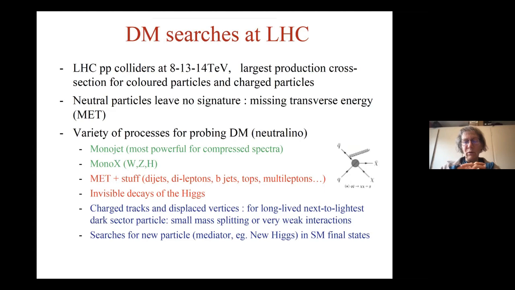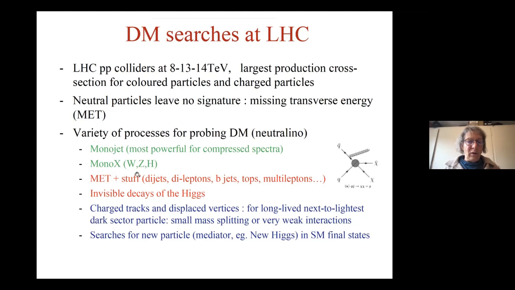And you can also search for new particles. So for example, in supersymmetry, you can search for a new Higgs through its standard model final states. So the two search modes that I've written in blue clearly don't give you direct information on dark matter, and you certainly cannot claim dark matter discovery if you see a new particle in these channels. But it will give you some information on the underlying new physics model.